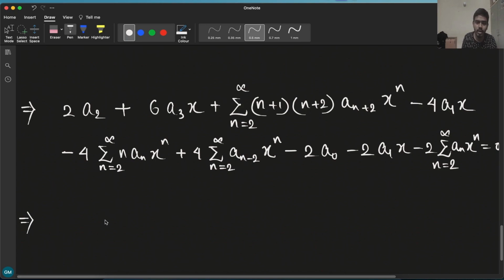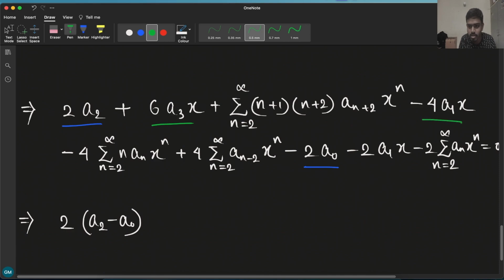So now the constant terms we will put in a bracket. The constant terms are this term and this term. So what we have is 2 a2 minus a0. Now the terms which are multiplied with x to the power 1, I will put together. So this term and this term, these are the three terms, where x has a power of 1.